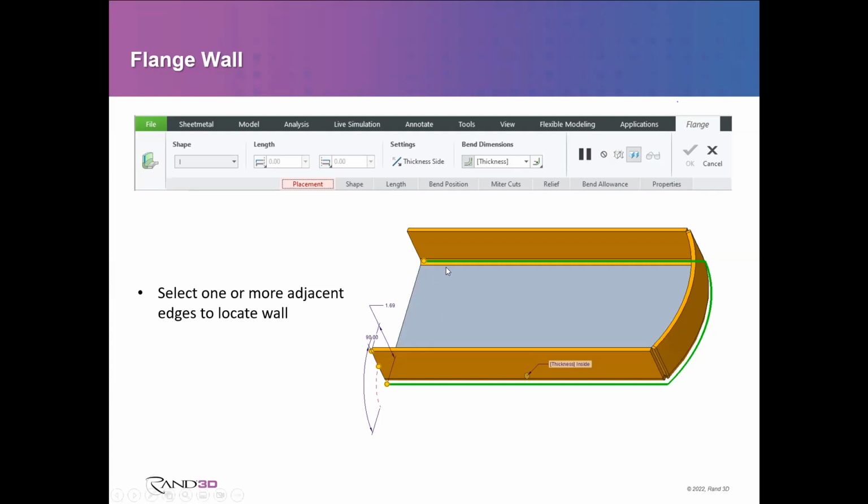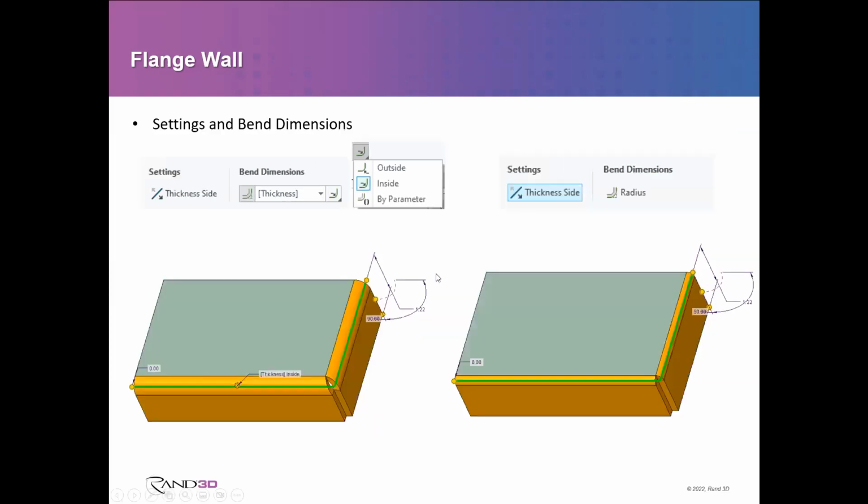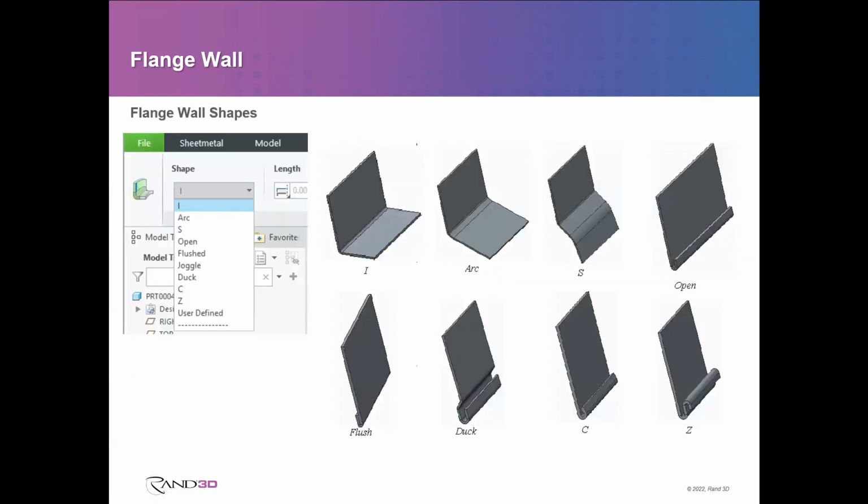And then it's got a lot of the same choices. You're going to be able to come over here again and control on what side the sheet metal thickness gets added. Again, you can turn off the bend radius if you want and say don't add the radius, just like you could with the flat wall. You can also come over here and choose different shapes. So there's an I, an arc, an S, an open, a flush, a duct, a C, and a Z hem that you can choose from. So these are built into the system. Now, again, you can also come over and do user defined and sketch out your own shape if you wanted to, just like you could with the flat wall.